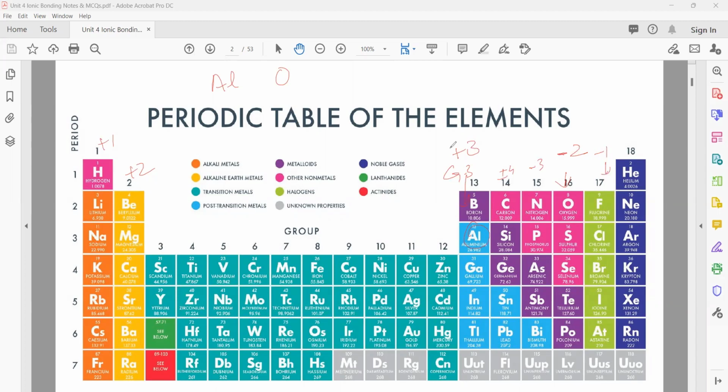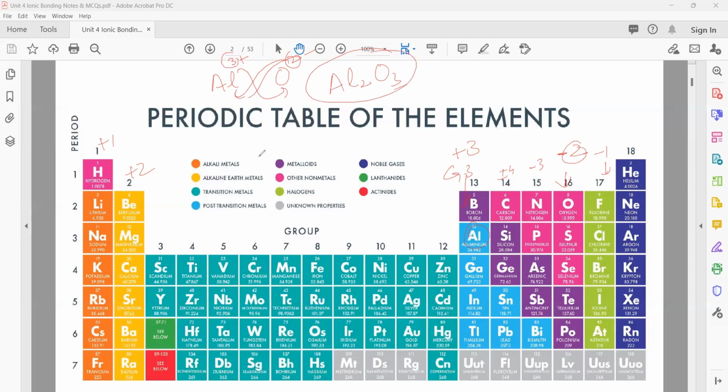Next one. So now aluminium has which charge? Plus 3. Oxygen has which charge? 2 minus. These are their charges. So when they make a formula, this number goes under this one and this number goes under this one. So the formula of aluminium will be Al2, because this 2 comes here, and O3, the 3 will come here. So this is the formula of aluminium oxide.